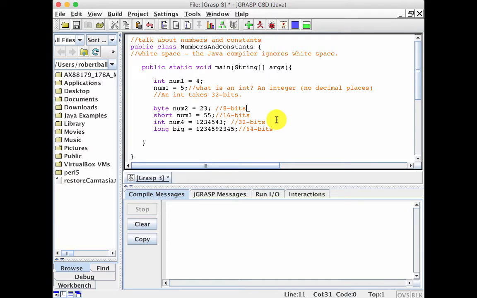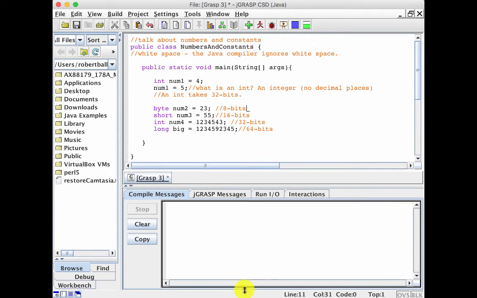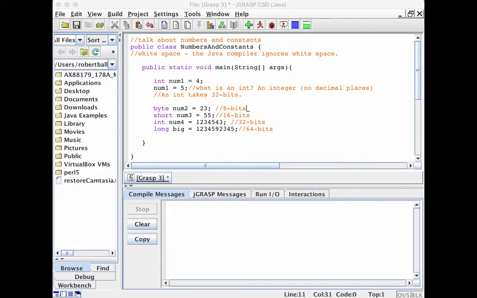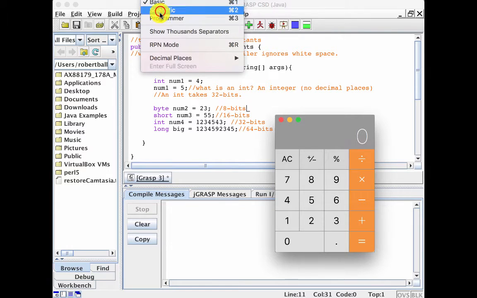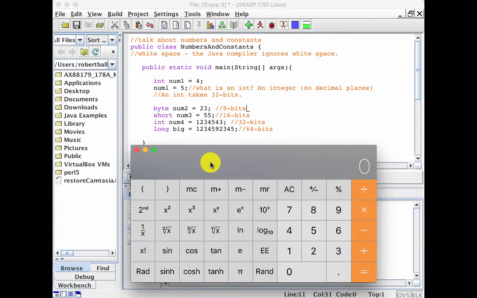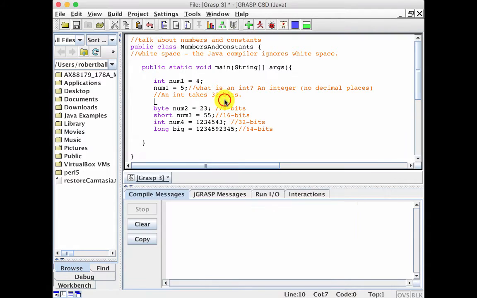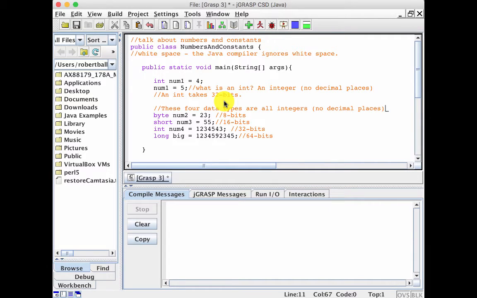So what's the maximum number you can have? Well, it's not really that big. So I'm going to bring up a calculator. There we go. Have a nice handy-dandy calculator. And I'm going to change it to scientific mode. There. So on a byte, that's an 8-bit number. And these 4 data types are all integers. No decimal places.